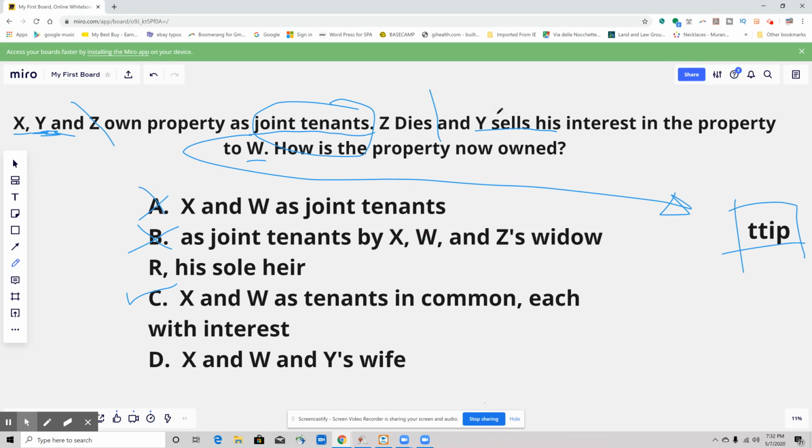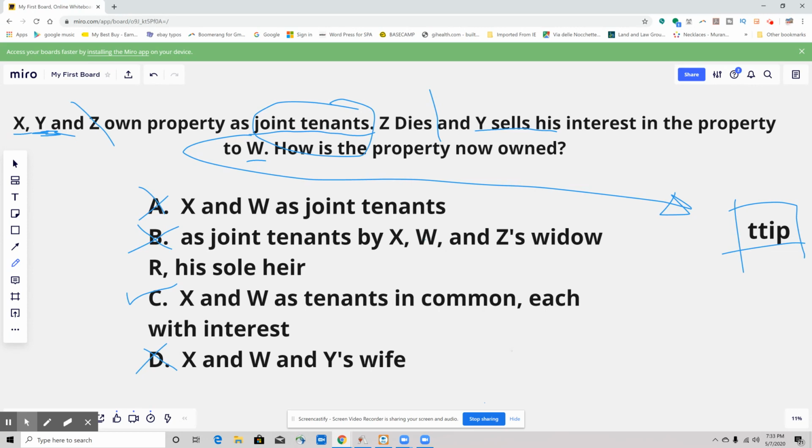Why would Y's wife come into it? Because he's not dying. Z died, right? So it's not the right answer at all. Y's wife would not come into it because it doesn't say that he sells it to his wife. They're just preying on the fact that someone dies.